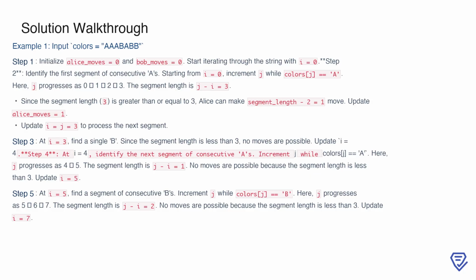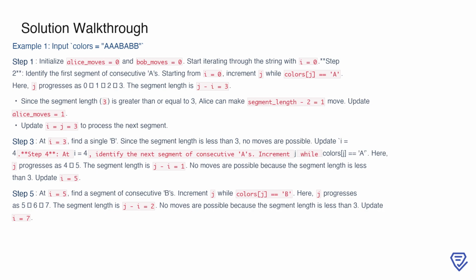As we iterate, j increments from 0 to 3, and we calculate the segment length as j minus i equals 3. Since this segment length is at least 3, Alice can make one move, calculated as segment_length minus 2. We update Alice_moves to 1 and move the pointer i to 3 to continue processing the next segment.